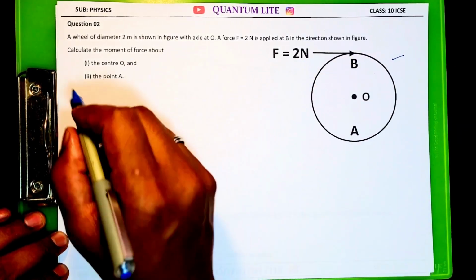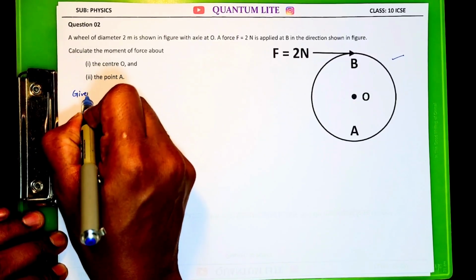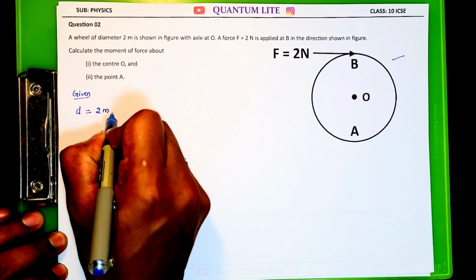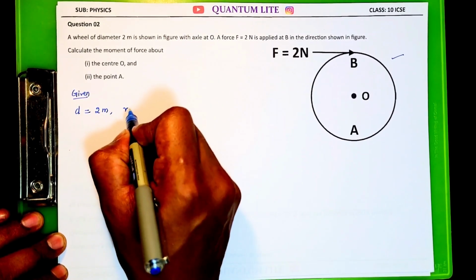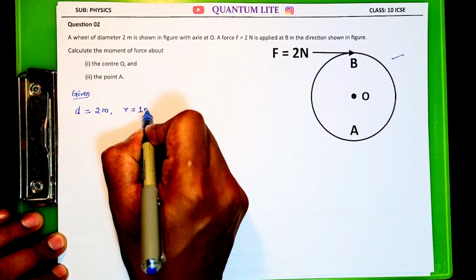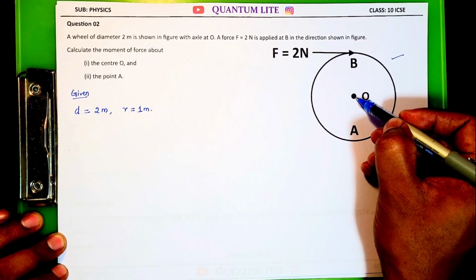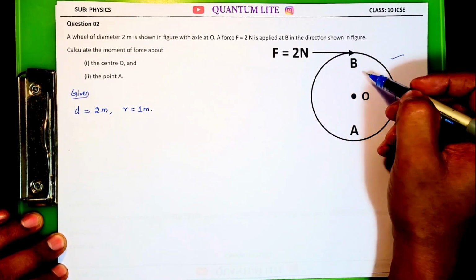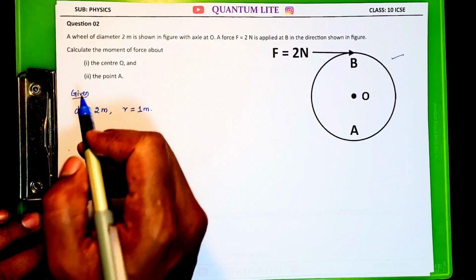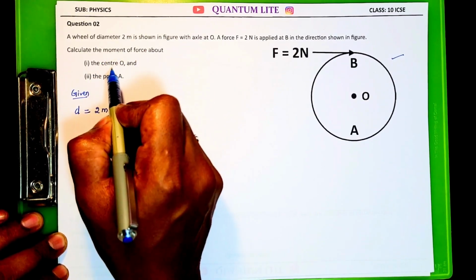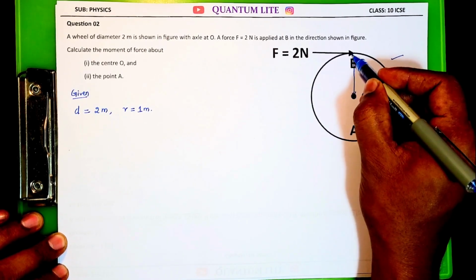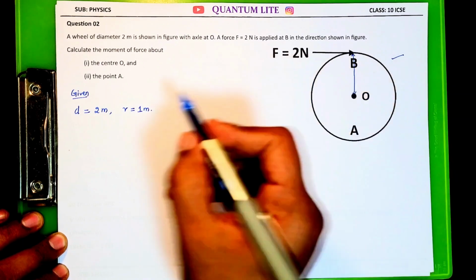Okay, so let us write the given data first. Given, diameter of the wheel is equal to 2 meter. So what about the radius? Radius is diameter by 2, so 2 by 2, that is equal to 1 meter. That means from point O to B is 1 meter, and from point A to B is 2 meter. Now they ask us to calculate the moment of force about the center O. About the center O, the perpendicular distance is equal to the radius.